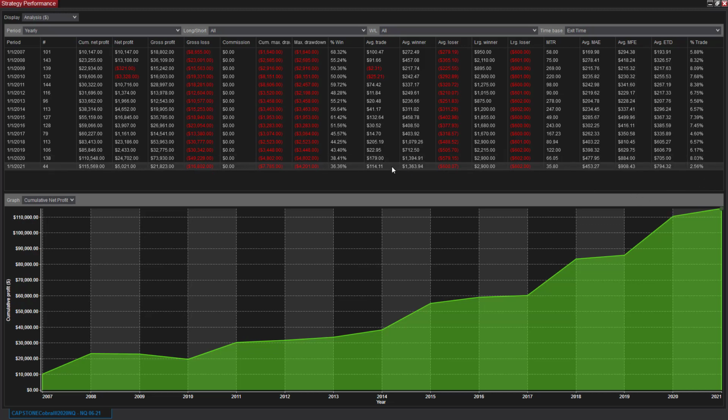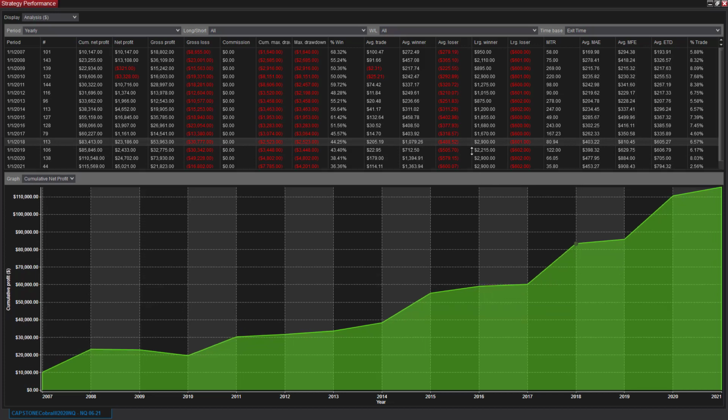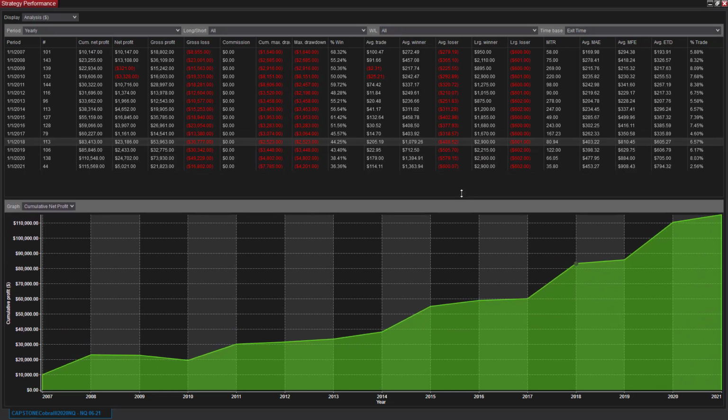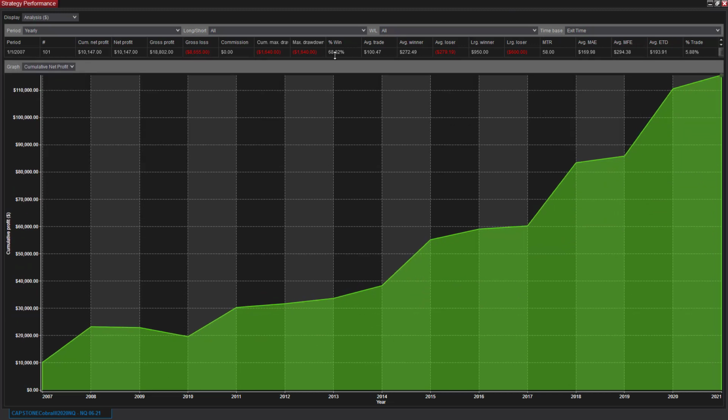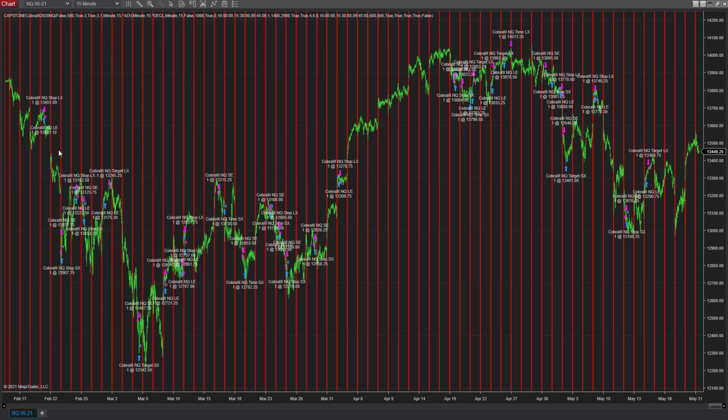I think it's in a sweet spot for this type of market environment, and so $114, $179, 205 average trade profits are really good average trade profits for a day trade strategy. You can see the profit on the year: 24,000 in 2020, 23,000 in 2018, up 5,000 in 2021, and so that is E-mini NASDAQ Cobra 3.